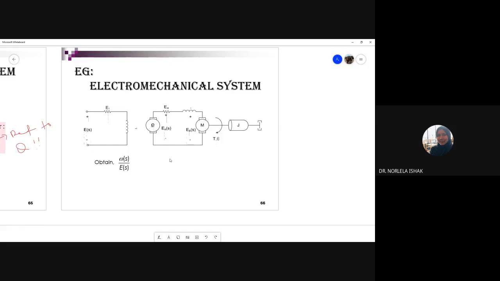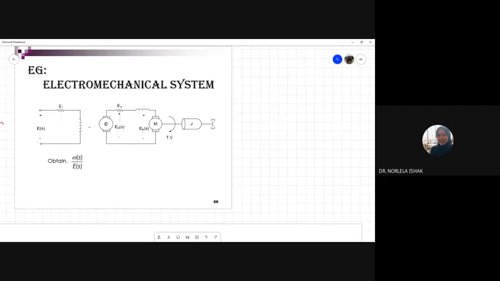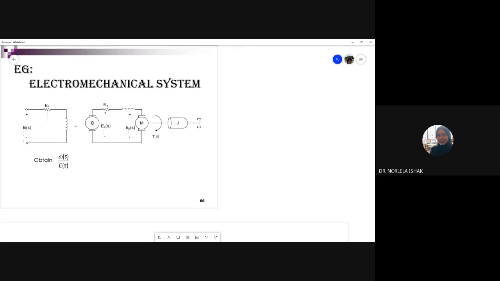What can you see from this electromechanical system? Who can tell me, madam? What subsystem can you derive or list from this complex electromechanical system? The first one. What is subsystem? Tell me the subsystem first.